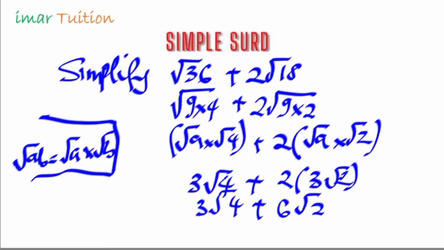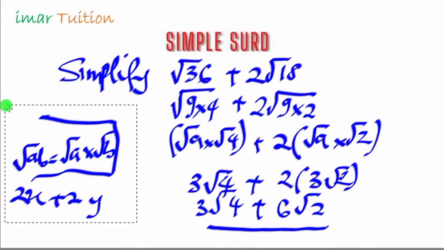We can't do anything more with this expression, like when you have 2x plus 2y. Though 2 and 2, or 3 and 6, are numbers, the root 4 and the root 2 added to them are not the same, just like x and y are not the same. So this is how far we can simplify this expression.